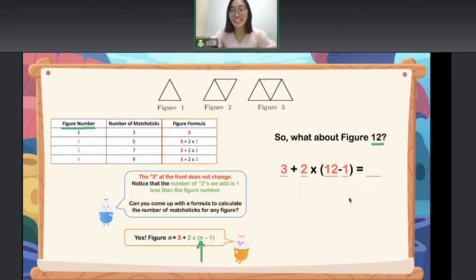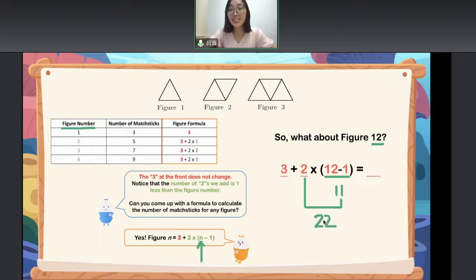Okay, the question is how to figure out the result of 3 plus 2 times bracket 12 minus 1. How to find the answer? Okay, so actually you see that when it comes to the calculation part, we need to follow the BODMAS rule. That is the 12 minus 1 here. We need to start from here. Okay, from the bracket, we have 11. And for the next step, you need to calculate the multiplication. That is 2 times 11. What can we get? We can get 22.